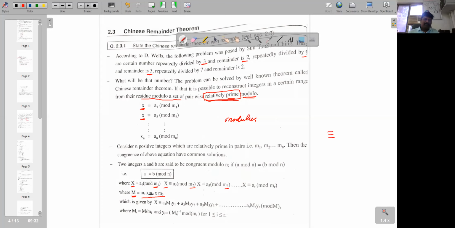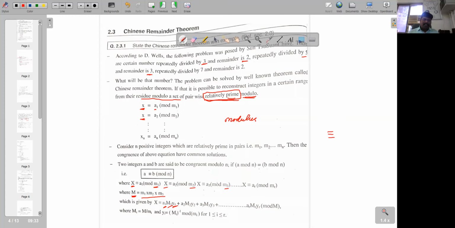So M equals M1 multiplied by M2 multiplied by M3, and then X equals A1 M1 Y1, where A1 is the remainder given in the equation, M1 is the result obtained, and Y1 is the modular inverse, taken mod m1. Again, plus A2 M2 Y2, plus A3 M3 Y3.